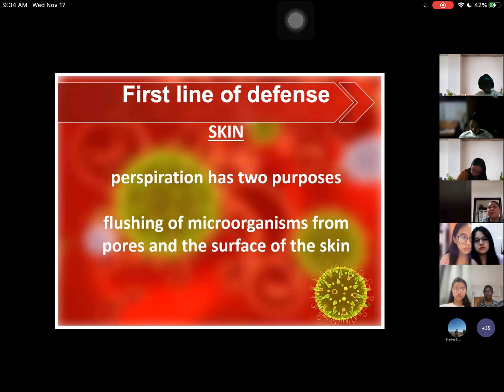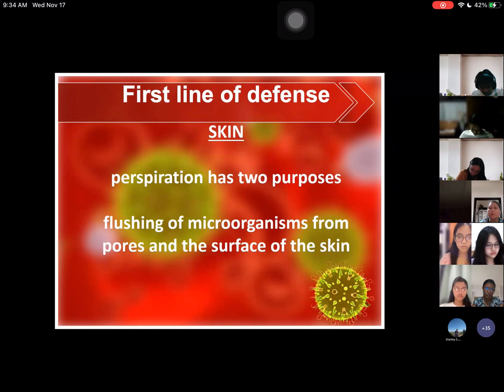Perspiration has two purposes. Like what I've said before, when you perspire, is there anyone here who does not perspire? Because if you do a lot of activities and you do not perspire, it is very abnormal, or I may say that there is something in you that needs to be checked. So perspiration has two purposes.